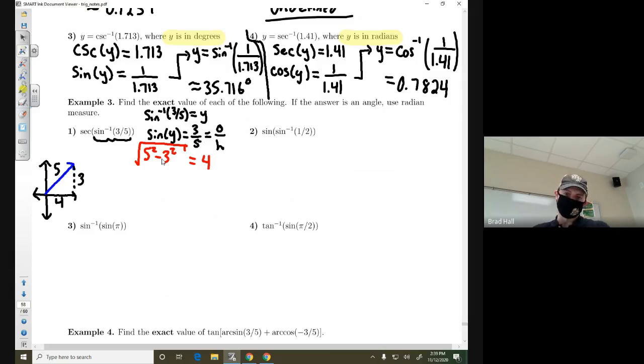You might look at this and think, well, that's interesting, how do we figure out the angle? Well, for this problem, we actually don't ever figure out the angle. We don't need to. For the interior function, the sine inverse of 3 over 5, we have now determined a triangle that the angle corresponds to. Now we have to find secant. And guess how we find secant? We use the triangle that we just built.